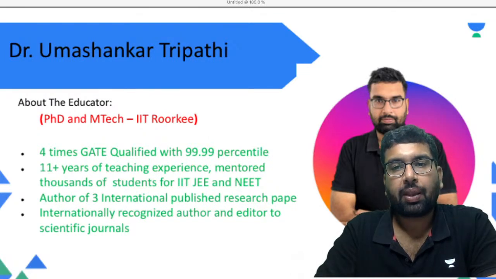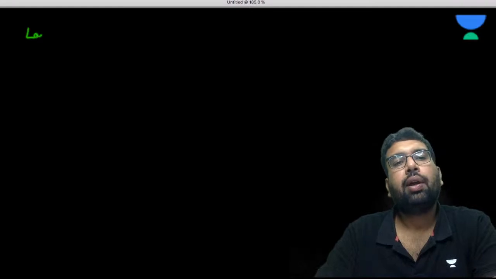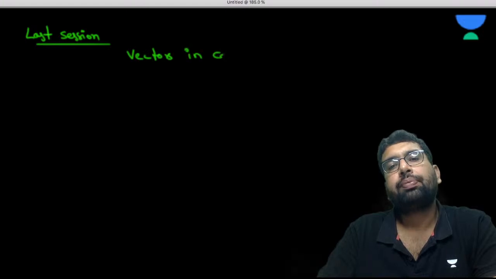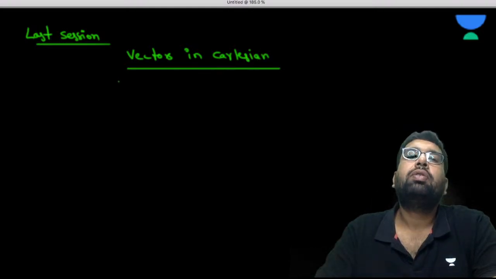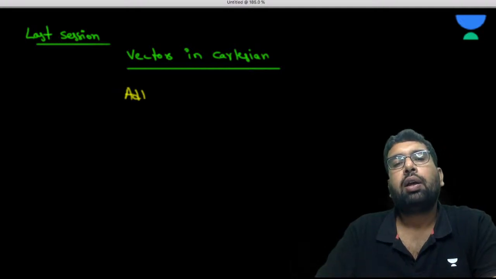In this session, I am going to come up with one more concept of vectors. Up to the last session, we were dealing with vectors in Cartesian form. We have seen how to do addition, subtraction, finding magnitude, and all these things.